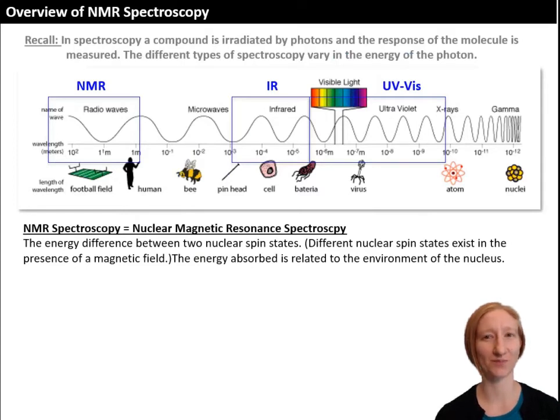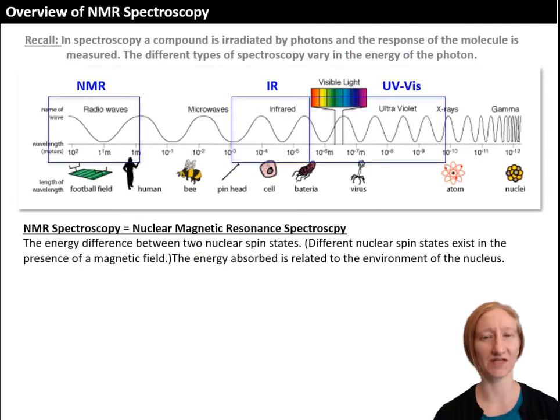that irradiation. The various kinds of spectroscopies differ in the wavelength of the light or the energy of the light that we're using. In IR spectroscopy, we're irradiating our sample with light in the infrared region of the spectrum. In NMR spectroscopy, we're using radio waves with a much lower energy, and that means we're measuring very small energy differences. And in NMR spectroscopy, the energy differences that we're measuring are the energy differences between two nuclear spin states. Different nuclear spin states exist in the presence of a magnetic field. So in NMR spectroscopy, we apply a magnetic field to introduce those differences.